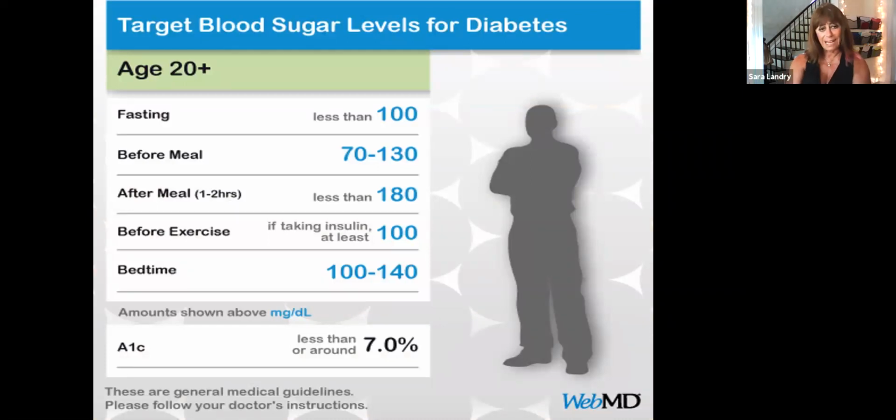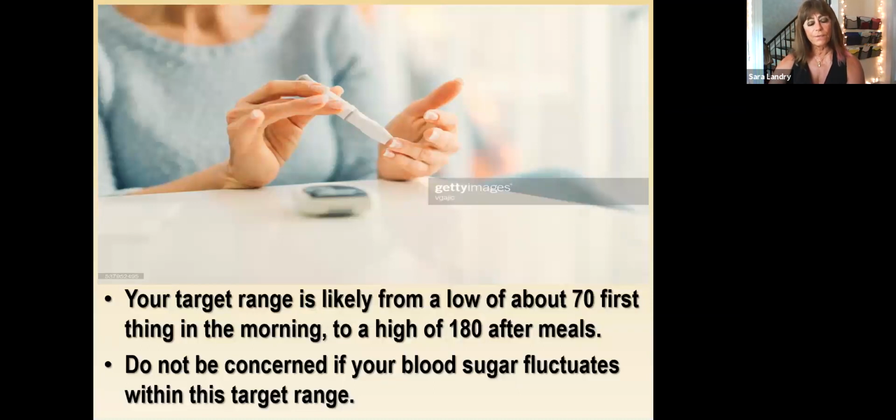So here's an example. Here's a person who's over 20. They get up in the morning, their blood sugar is less than 100 before a meal. And you can see that the blood sugar changes during the course of the day. But overall, it's normal, and their A1C is 7, which is normal. Okay. So your target range, if you're a diabetic type 2, is from a low of 70 first thing in the morning to a high of 180 after meals. So you don't want to worry if it fluctuates as long as you stay within this range.